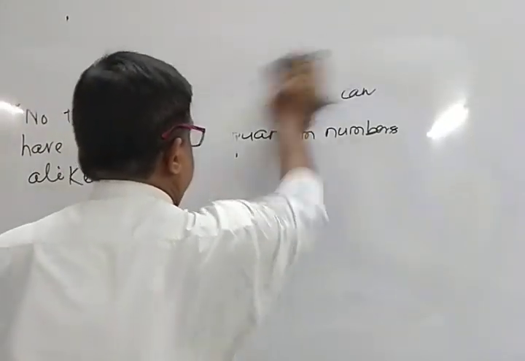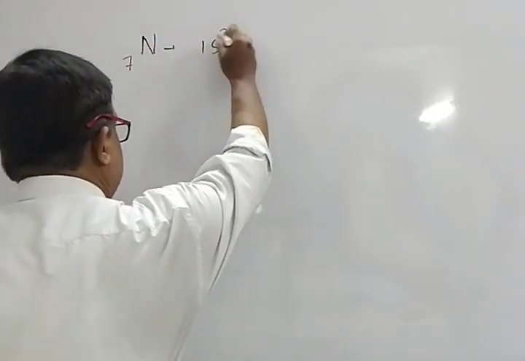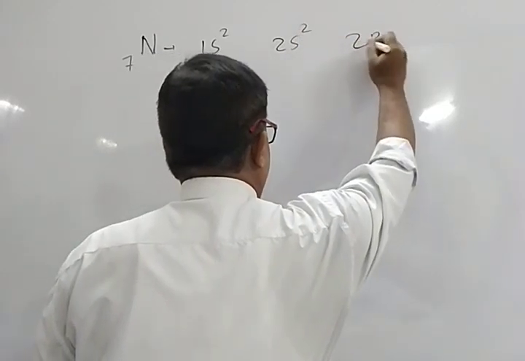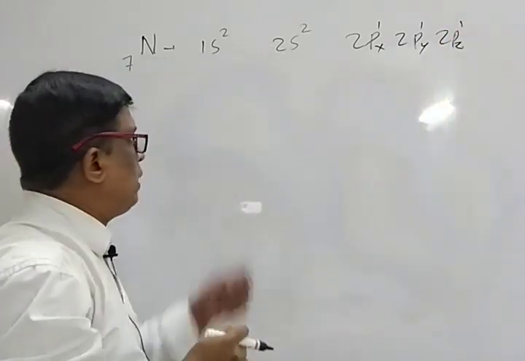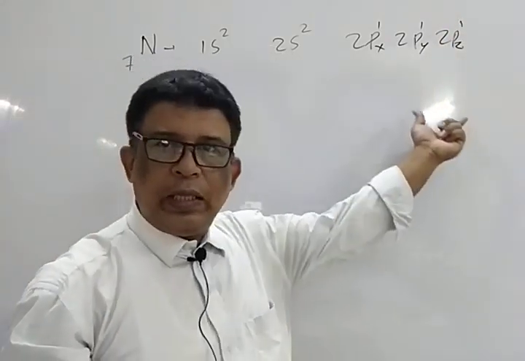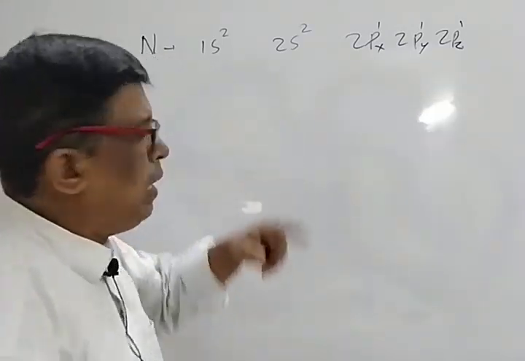Let us apply this concept for a nitrogen atom. We know that the nitrogen atom is symbolically represented as N, having 7 electrons, and the electronic configuration is 1s2, 2s2, 2p3. Mark that. That is nitrogen 7, 1s2, 2s2, 2px1, 2py1, 2pz1. 2p3 is rewritten as 2px1, 2py1, 2pz1. So 7 electrons are there.